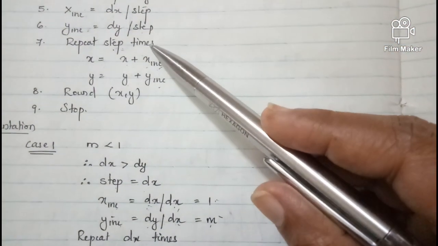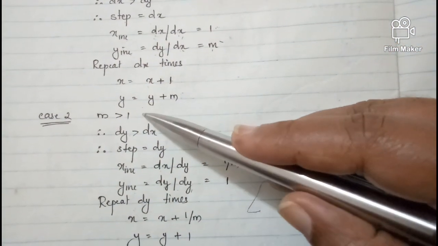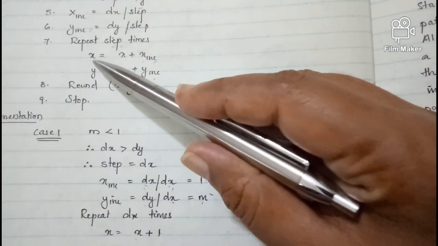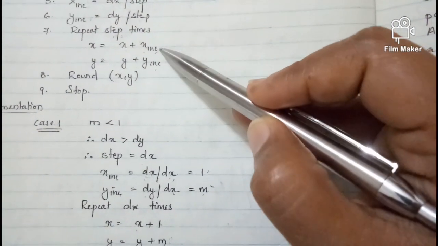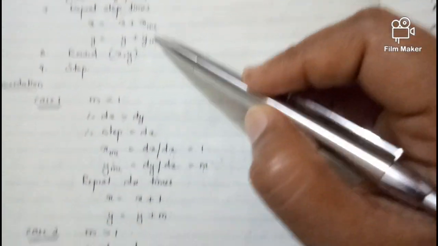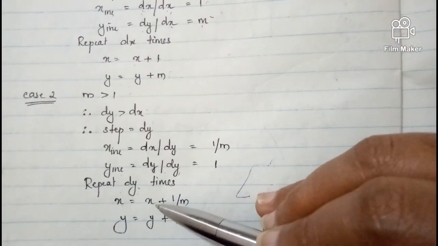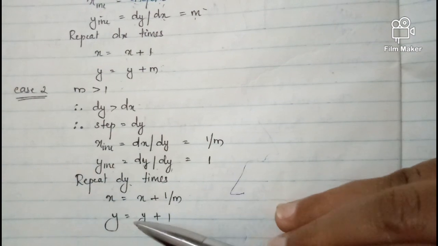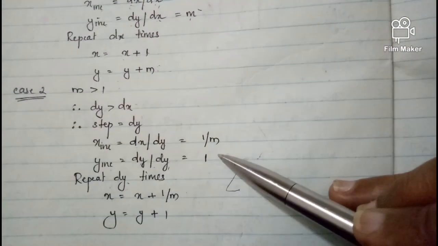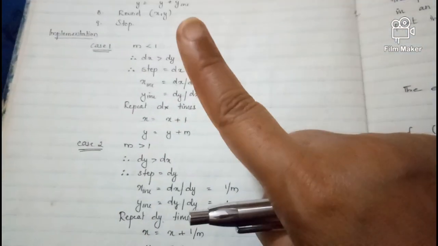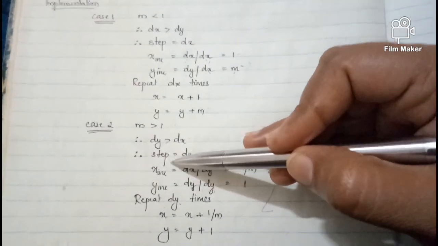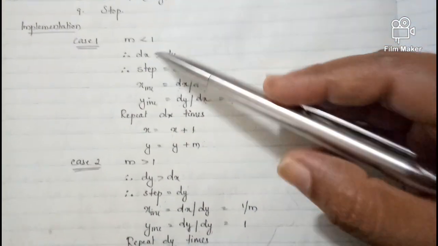Now this loop will work step number of times. That means since it is case 2, slope greater than 1, it will work dy number of times. And in each iteration, next value of x is obtained by current value of x plus x increment and next value of y is current value of y plus y increment. That means next value of x is equal to current value of x plus 1 by m, and next value of y is equal to current value of y plus 1. So using just one algorithm, you can implement both the cases, that is case 1 and case 2.